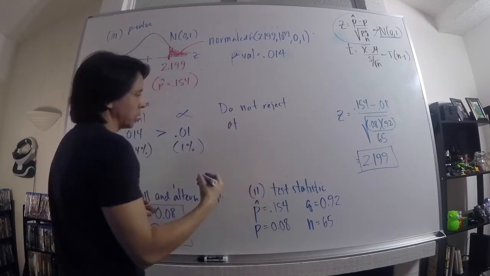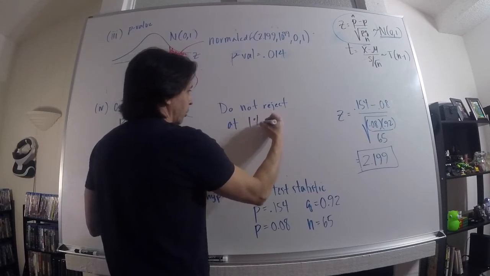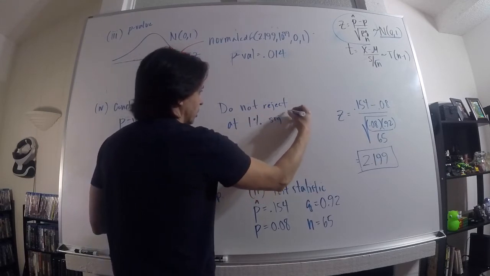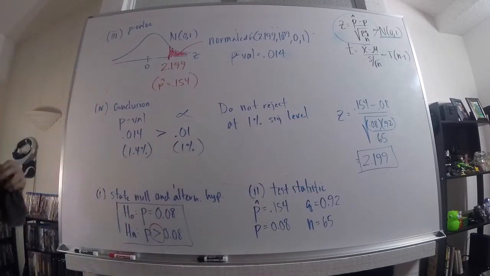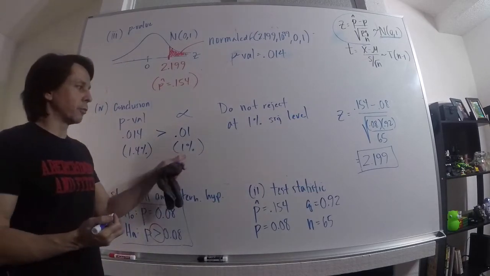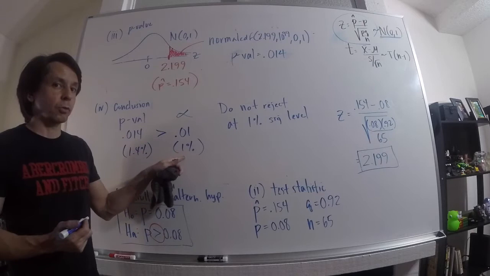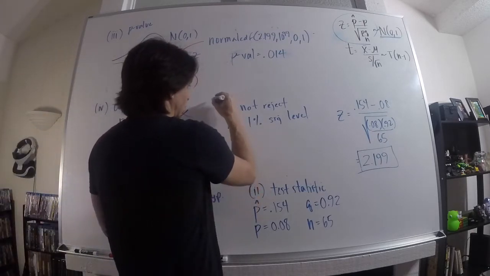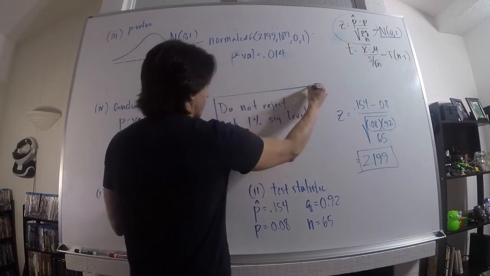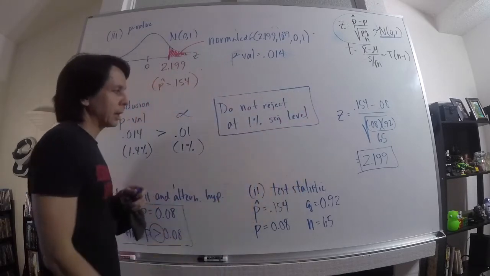I want to emphasize, we do not reject at the 1% level. You don't have to write that as part of your answer. I'm only mentioning it because I want you to know that you would have a different conclusion for a different significance level. This is a standard you're going for, and this is a high standard. We do not reject at the 1% significance level. So you do not have sufficient evidence.